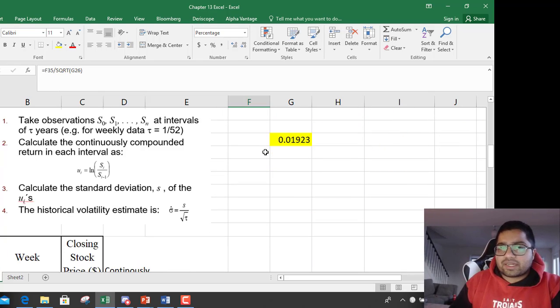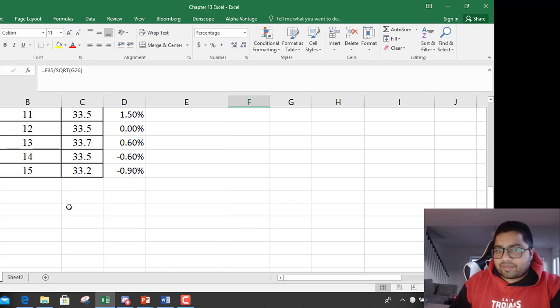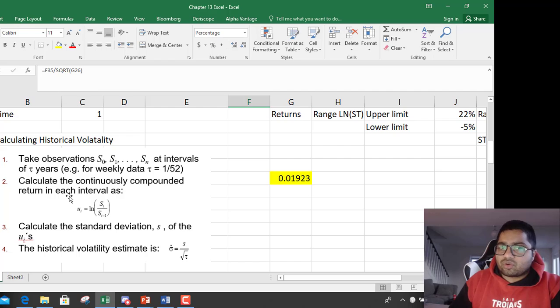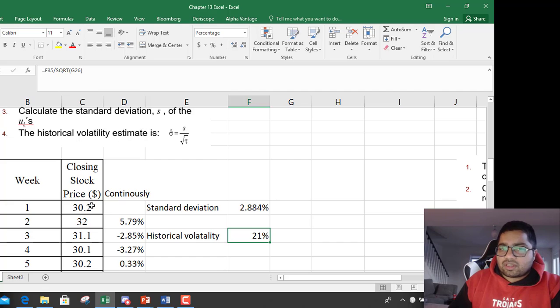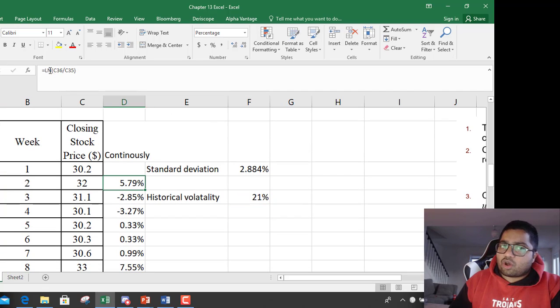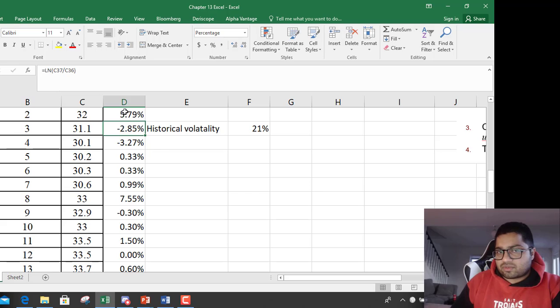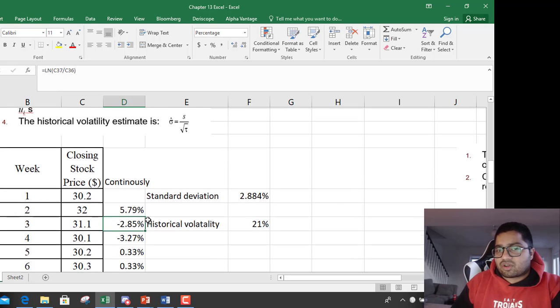So once again, how to do it? Take observations and arrange them in a table. Step 2, calculate continuously compounded returns in each interval. So returns will be given by the log normal of the current stock price divided by the previous stock price. Why didn't we find out anything here? Because the price in week 0 is not known, so we can't find it out. So we start from week 2. Week 2 will be natural log 32 divided by 30.2. Then it will be natural log 31.1 divided by 32, and so on and so forth. So we found out the continuous return the stock has given.